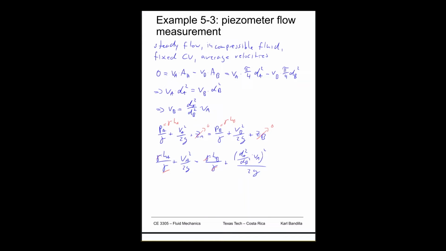So let's go back to blue. So we could say that VA squared over 2G minus, how do we write this? So this would be then dA to the 4th over dB to the 4th times VA squared over 2G, right? That's just rewriting this one. And then on the other side, because all the gammas cancel, we'll just have HB minus HA.